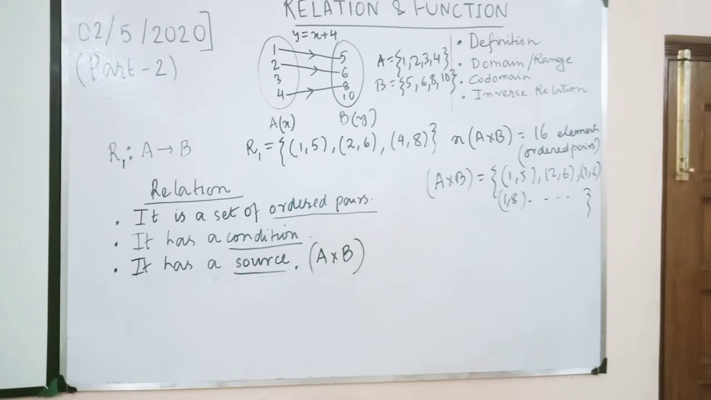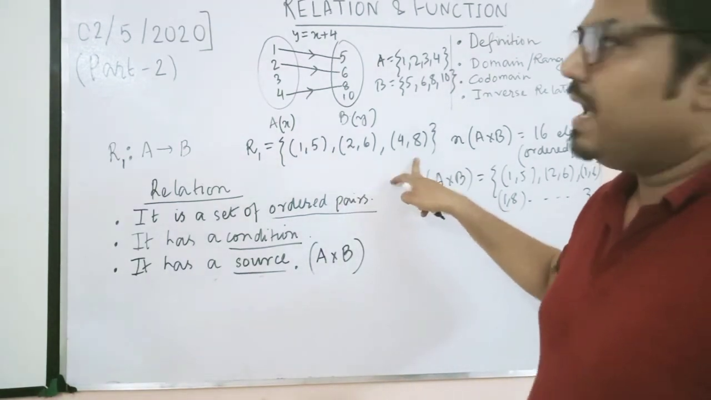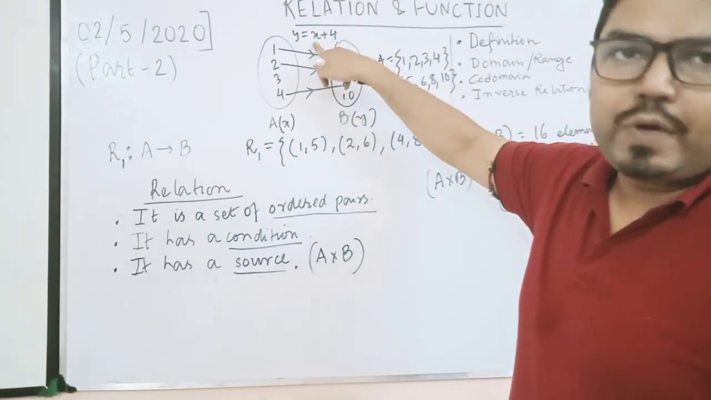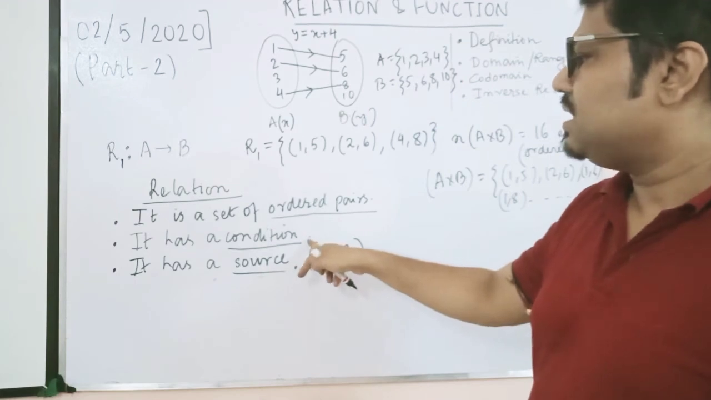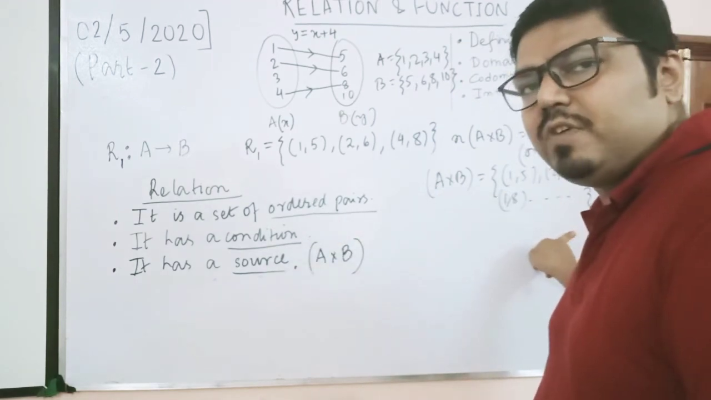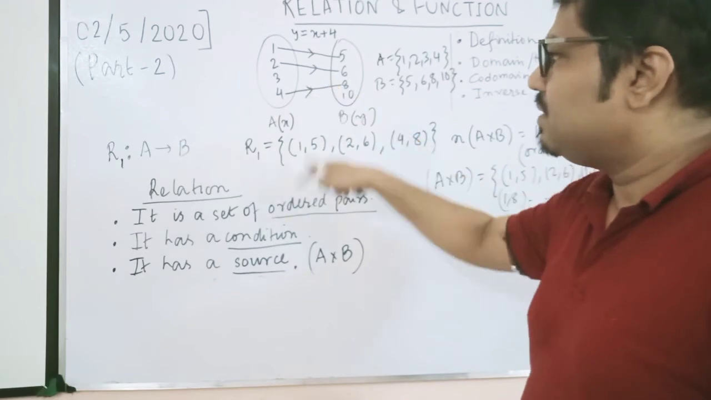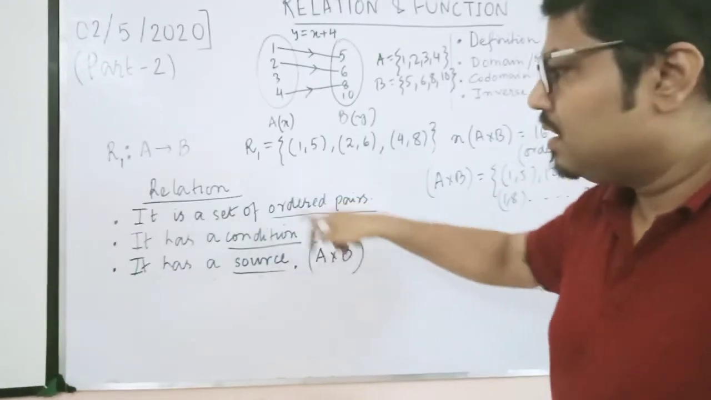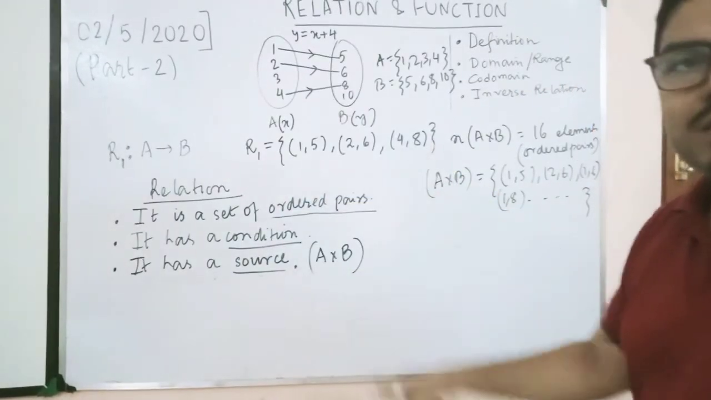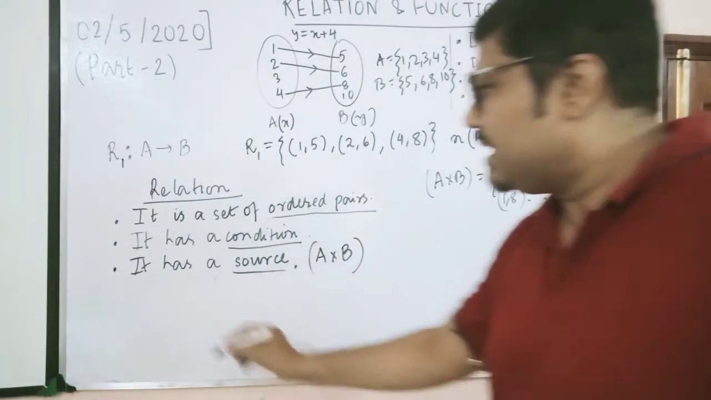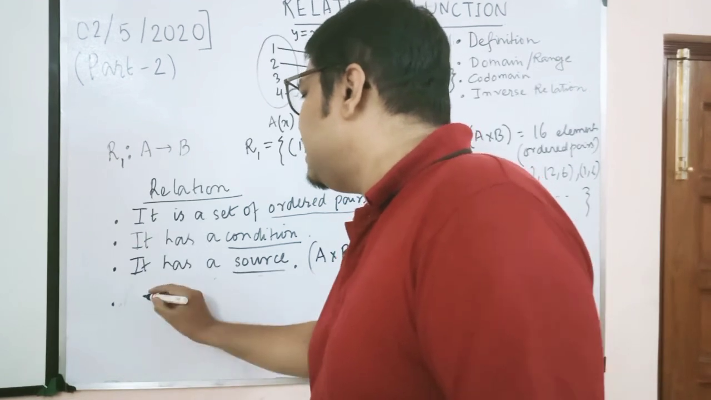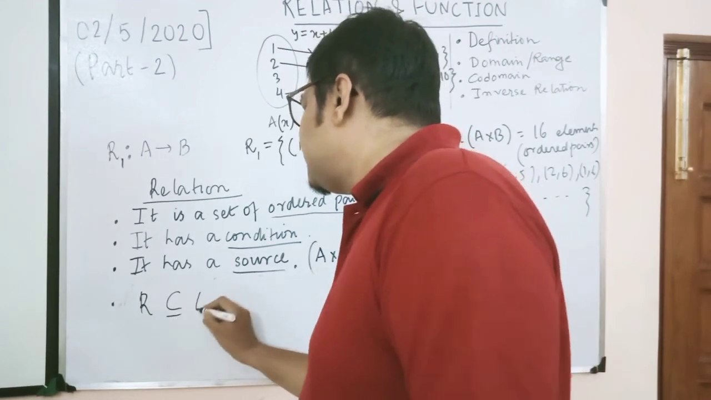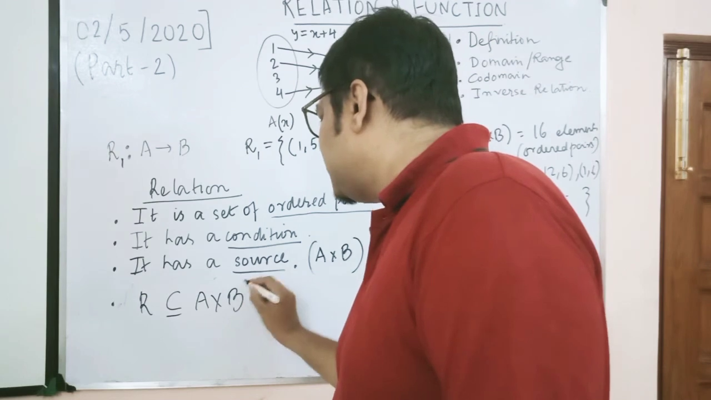ordered pairs. So what we know is that out of those 16 ordered pairs we have selected only 3 ordered pairs as per the given equation or as per the given condition. So that means we have here the condition, we have here the source from which we are deriving this particular relation R1. Okay, so this needs a source, it needs a condition. So we can write the fourth thing, that R, the relation R, is actually a subset of A cross B. R is a subset of A cross B.